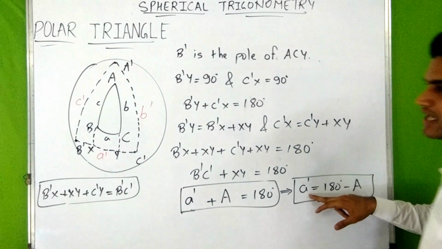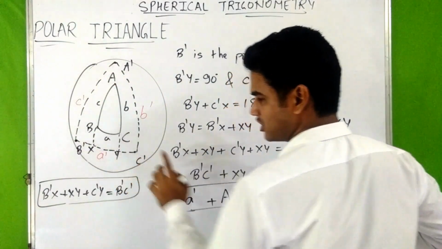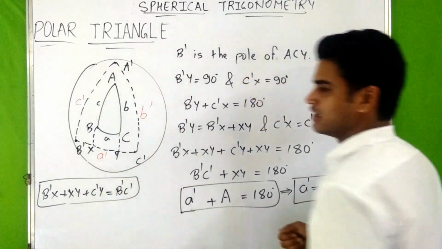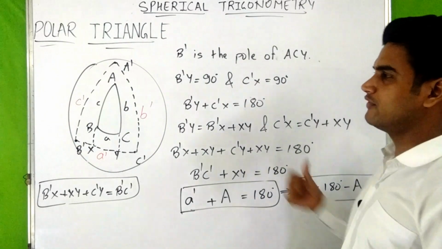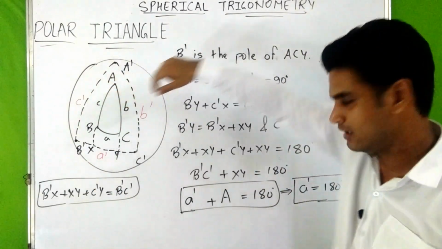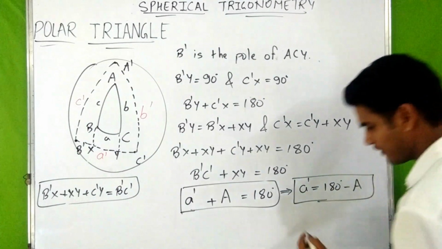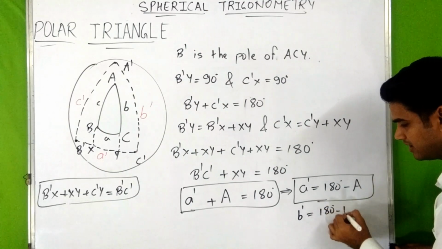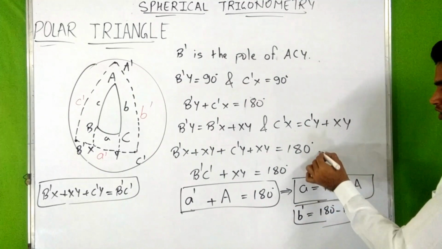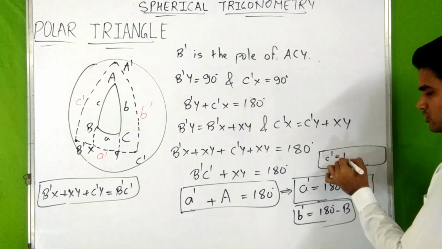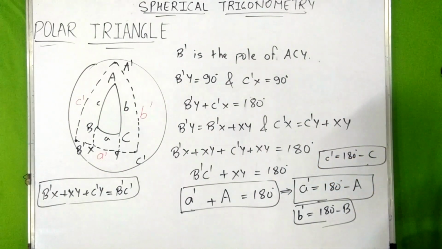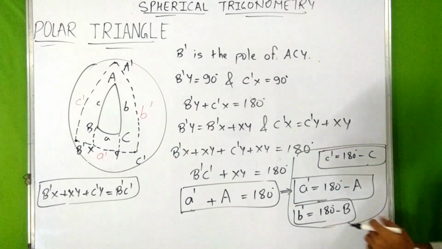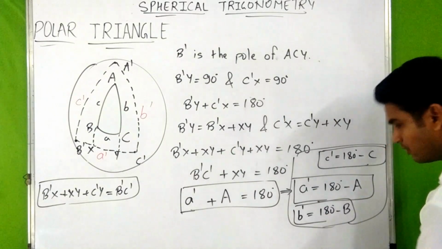Here we can see that A dash B dash C dash is a polar triangle, and its side small a dash is supplement of its corresponding angle of primitive triangle capital A. So we can also write the same equation for B dash, that is 180 degree minus capital B, and also for C dash, small c dash is equals to 180 degree minus capital C. So these three equations prove the first statement related to polar triangle.